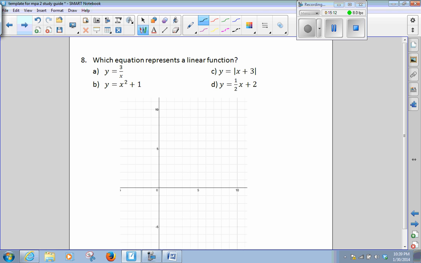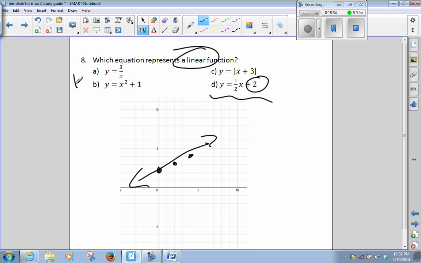Number 8, here's the one. This time we're looking for a linear function. You guys better pick this one right here. You better pick D because it's already in slope-intercept form. Y equals the slope times x plus 2. So I would go up 2 for my y-intercept, and then for my rate of change, I would go up 1 and over 2. Up 1 and over 2. So the answer is D for a linear function.